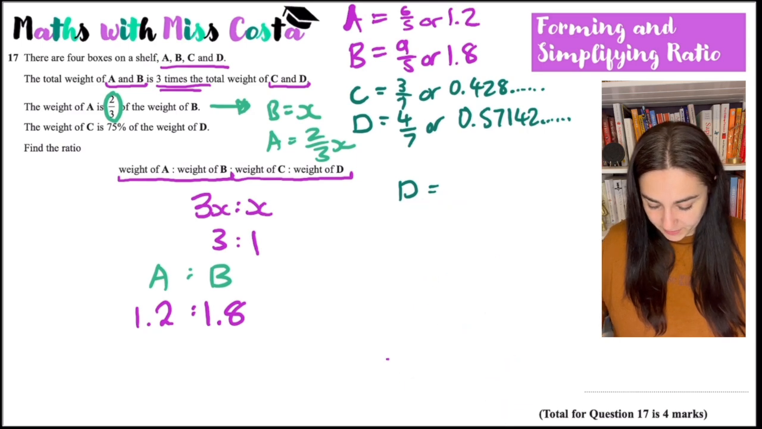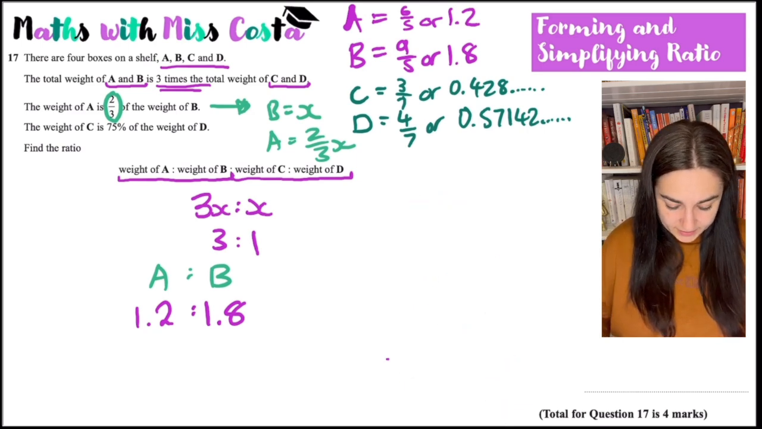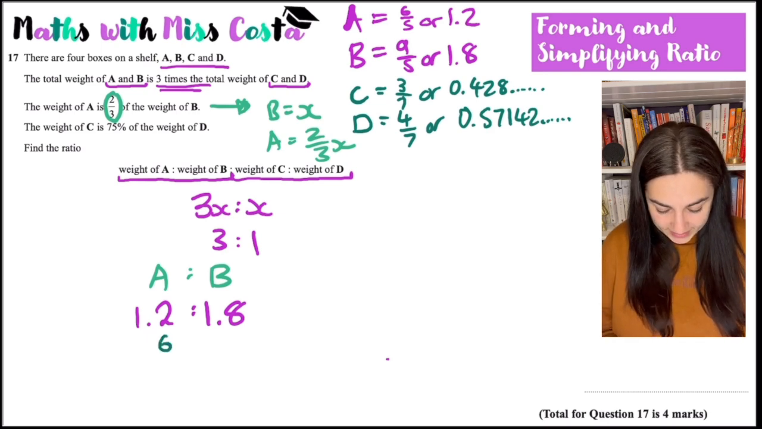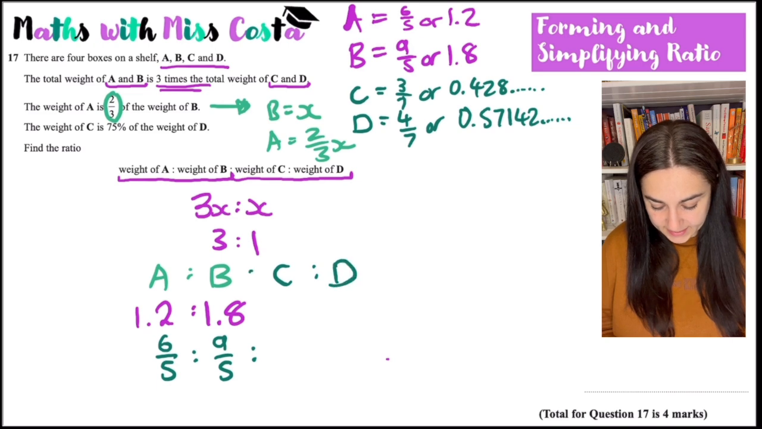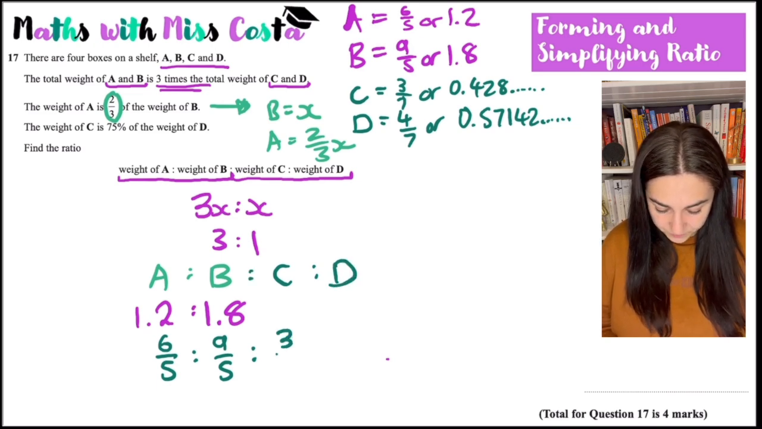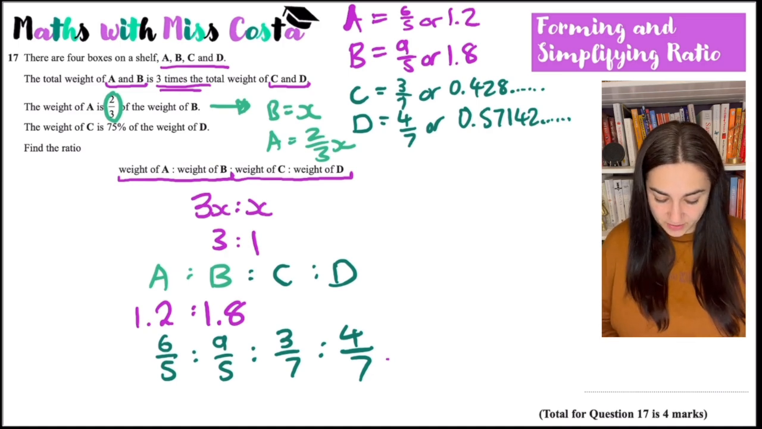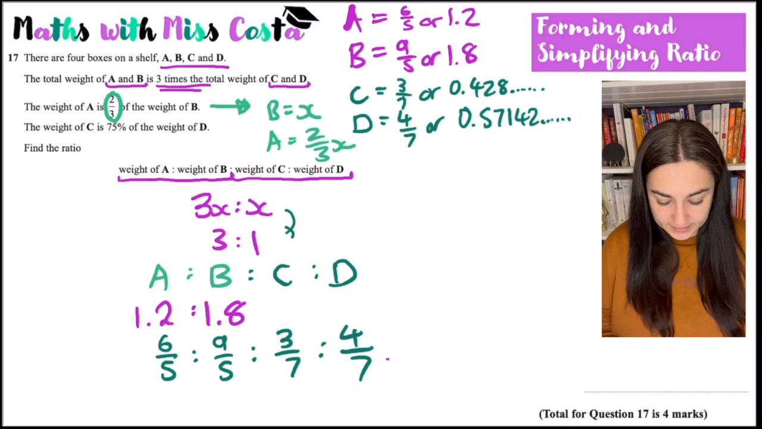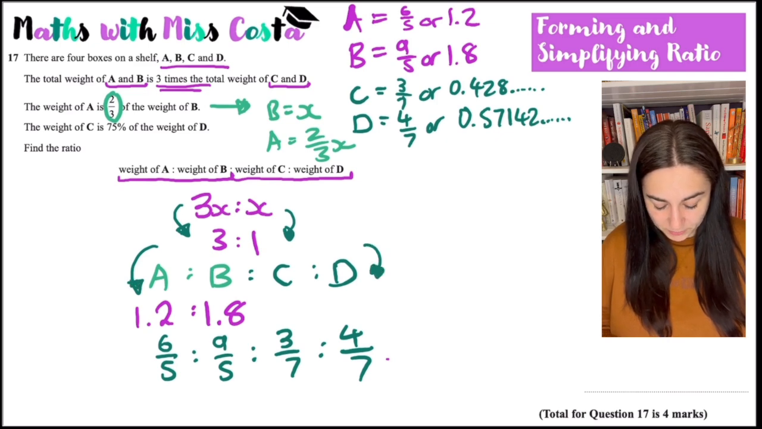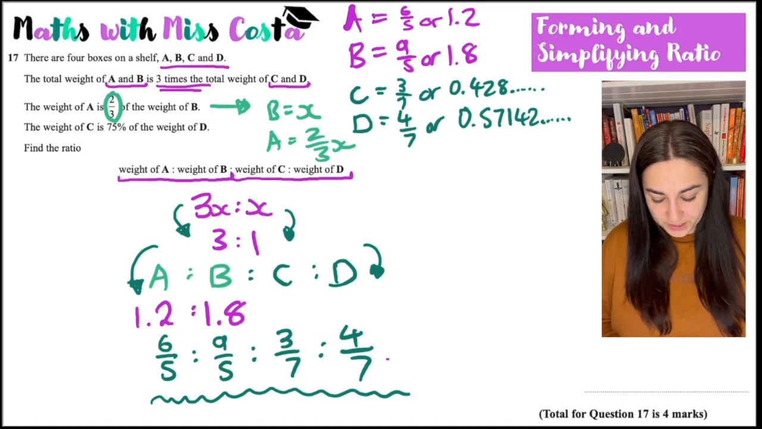So let's rub this out, and I've got all of my key values here. I know that A to B is 1.2 to 1.8, or I could write it in fractional form, 6/5 to 9/5. And then C to D must be 3/7 and 4/7. So I've got all of my ratios in this form in a way that they relate to each other, because I started by splitting them up into the ratio 3:1, and then using this ratio I split them up into their A and B and C and D correspondence. So now this is the full ratio.